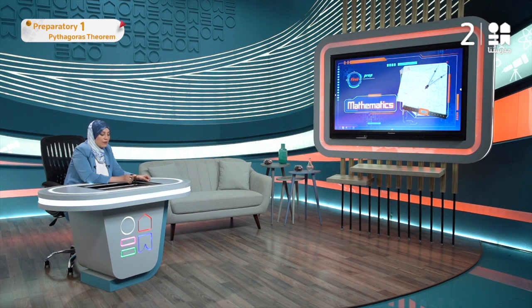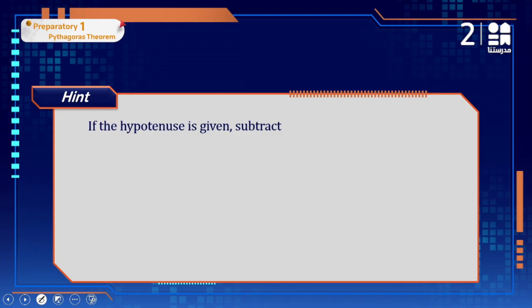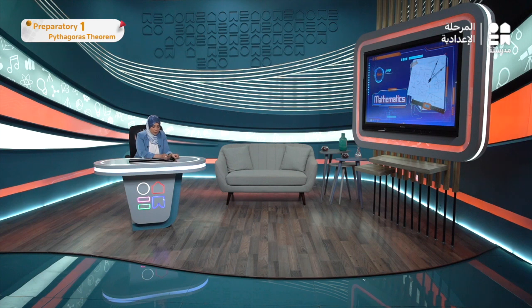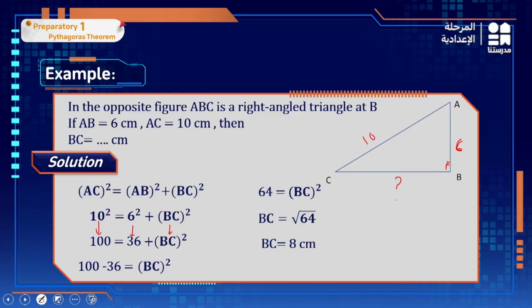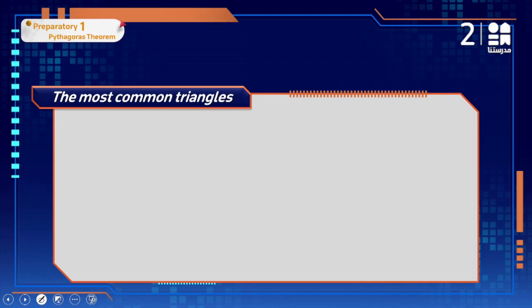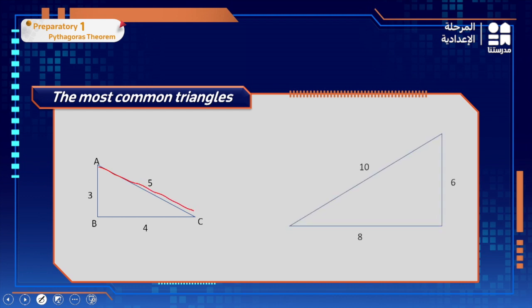Now we have a hint. If the hypotenuse is given in the question, we need to subtract, as we did in the previous one. Do you remember? Here it is. The hypotenuse is given, which is 10, so we subtract it. Okay? The most common triangles, 3, 4, 5, and the hypotenuse is 5. This is the most common of them. And the other one is 6, 8, 10. So the hypotenuse is 10.